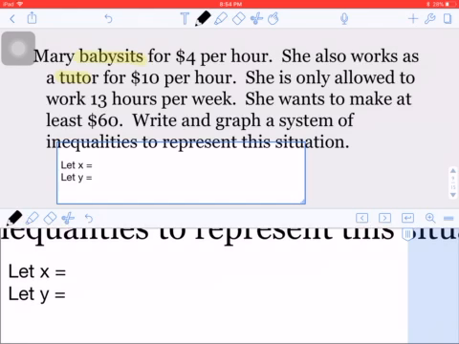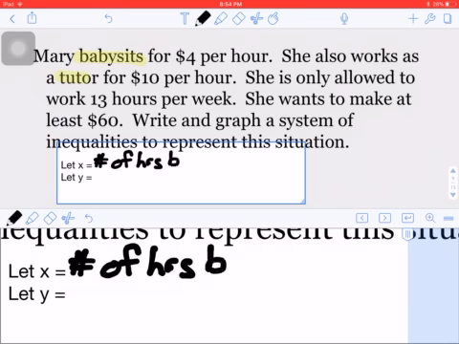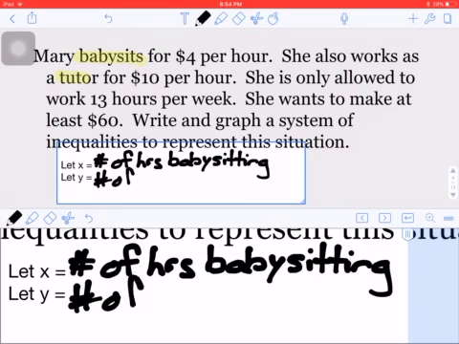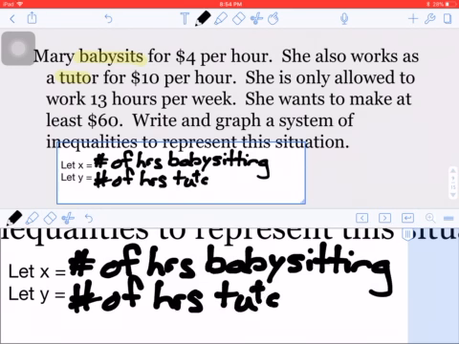So let X equal number of hours babysitting. And let Y be the number of hours tutoring.